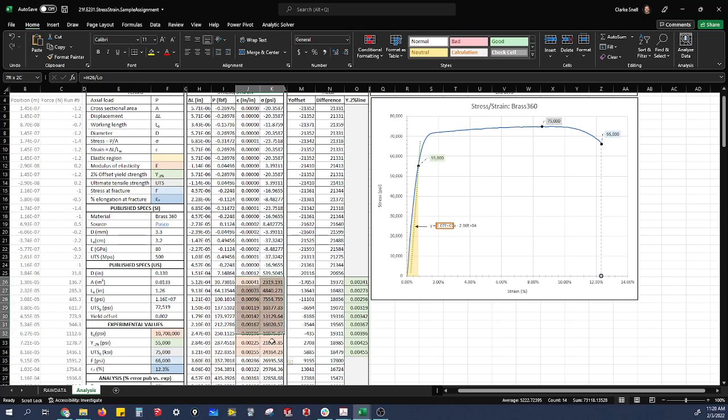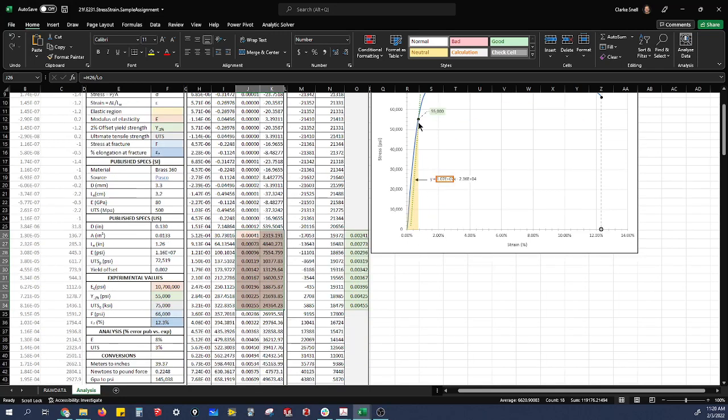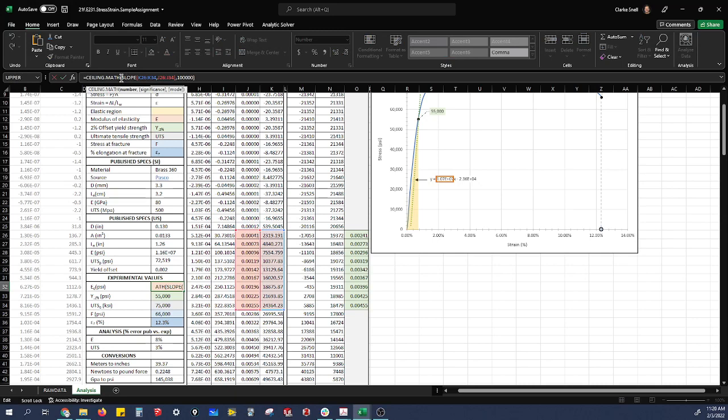To get my actual accurate modulus of elasticity, I can just calculate the slope. I don't need to come up here and do the 0.2% yield stress. I would do that by finding the slope of these points. Skip the ceiling math for a second. There's a formula, equals slope, and I went by this range: K26 to K34 is my stress, and J26 to J34 is my strain in this range here. So slope gave me a value.